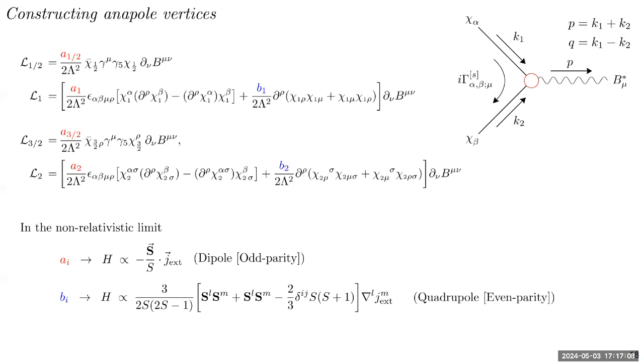Here, the reason why we named the couplings A and B is like this. Investigating the three-point vertex in the non-relativistic limit, we can obtain the corresponding Hamiltonian in the non-relativistic limit. Then, by calculating the non-relativistic limit Hamiltonian, we can see that the Hamiltonian relative to the coupling A is given by the dipole type anapole term. And this is the odd parity operator. On the other hand, if we calculate the non-relativistic Hamiltonian for the coupling B, we obtain the quadrupole type anapole Hamiltonian. This is the even parity operator.